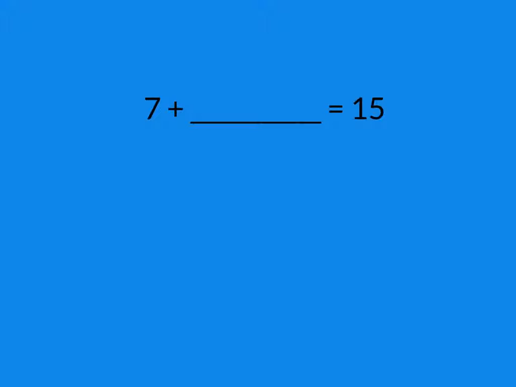So on this one, I have 7 plus something equals 15. So my starting number is 7. My ending number is 15. And I need to find the missing piece right here. So I'm going to start at 7. I'm going to count up and stop at 15. So 7, 8, 9, 10, 11, 12, 13, 14, 15. So I know my answer is 1, 2, 3, 4, 5, 6, 7, 8.